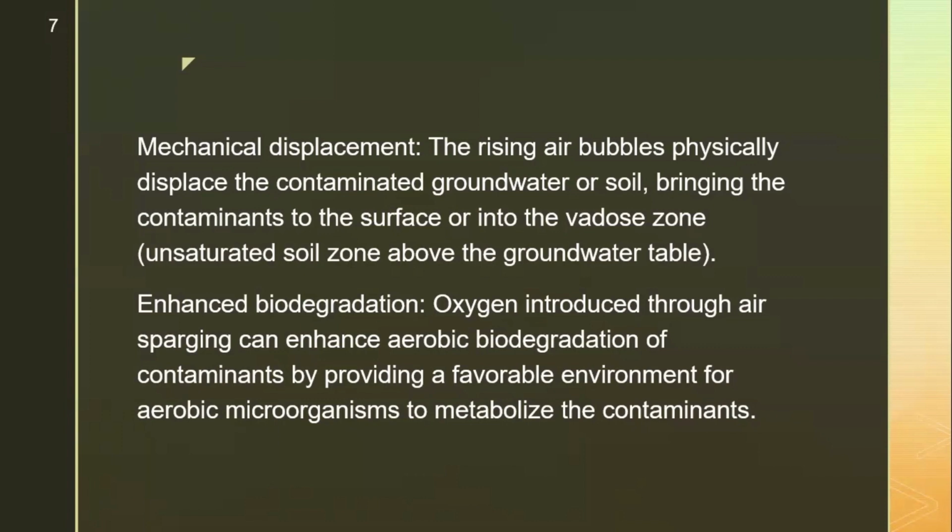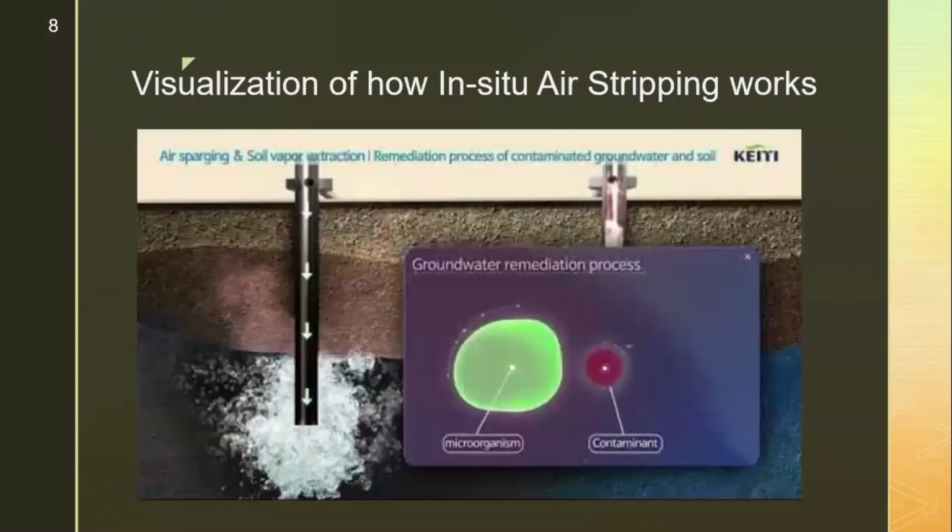Oxygenated conditions foster the growth and activity of aerobic microorganisms, which naturally degrade organic contaminants. These microorganisms metabolize the contaminants, breaking them down into simpler, less harmful compounds. The accelerated microbial activity, coupled with enhanced oxygen supply, leads to a quicker and more efficient degradation of contaminants. Ultimately, in situ air stripping promotes the remediation process by creating an environment conducive to aerobic biodegradation, thus facilitating the removal of pollutants from the affected site.